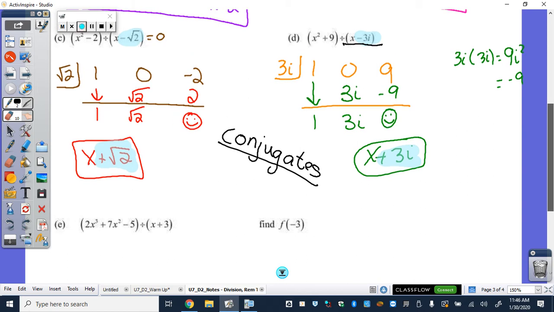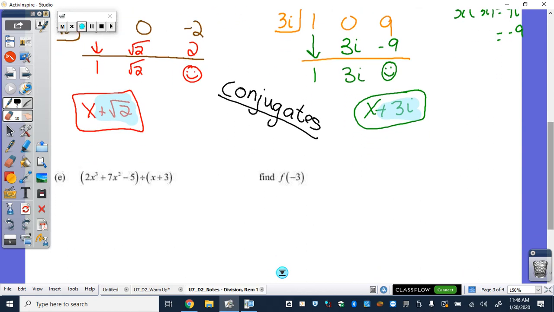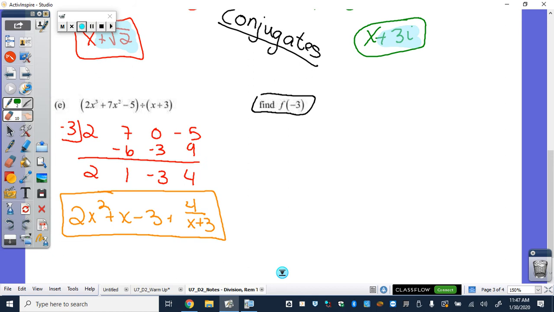All right, go ahead, try letter E, do the synthetic division. We'll talk about finding f of negative 3 in a second. How did we do? 2x squared plus x minus 3 plus 4 over x plus 3. What do we got? Yes.